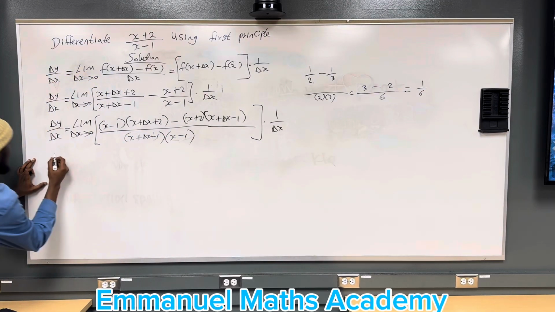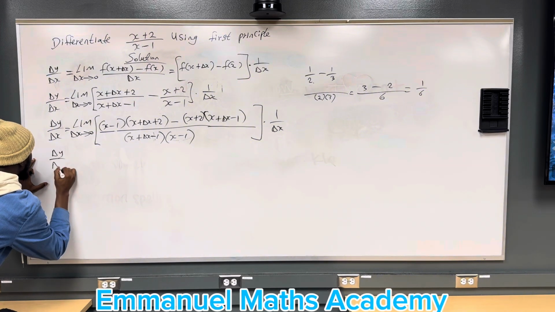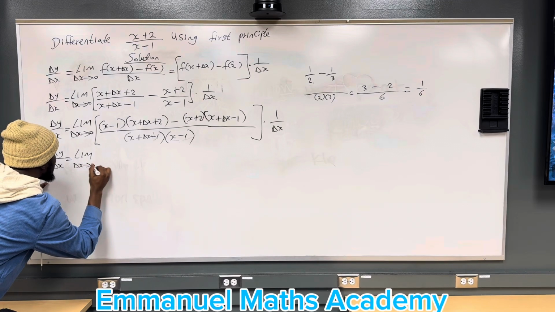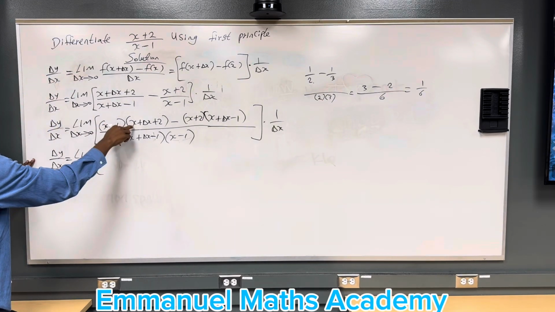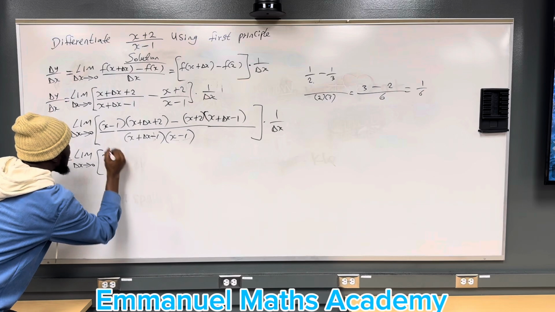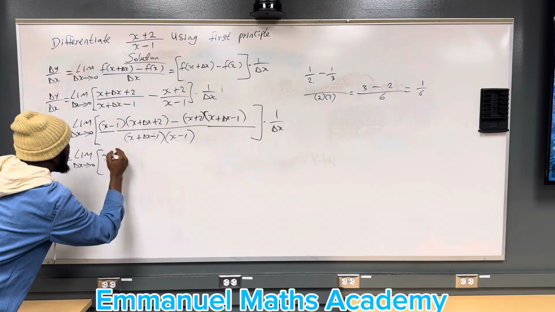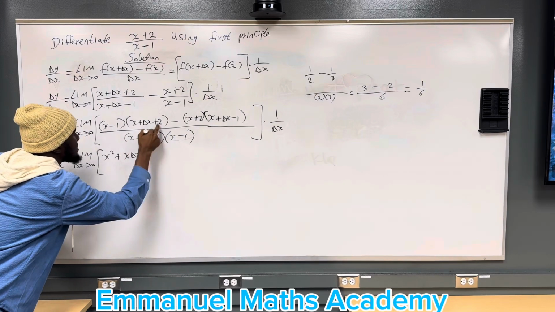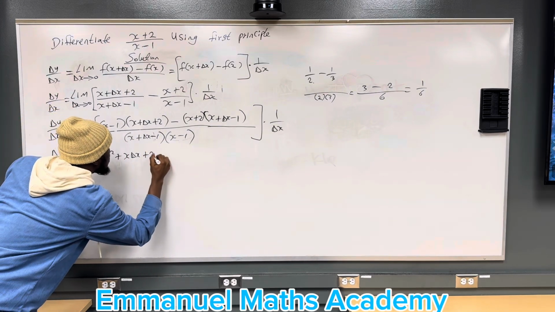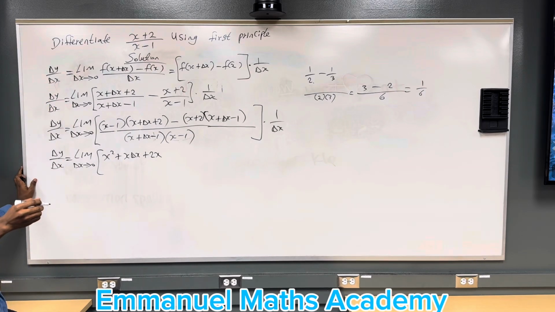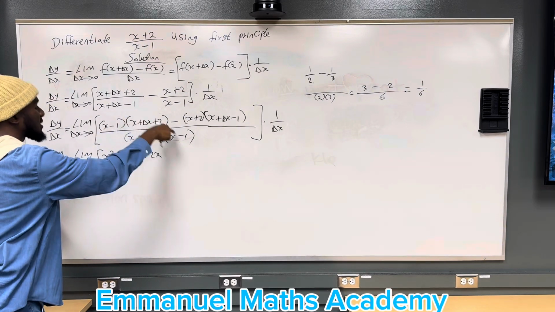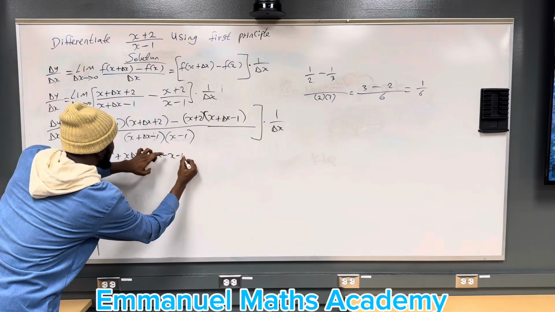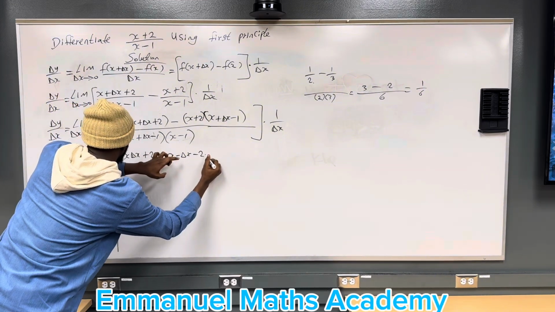First of all, write this down. dy over dx equals the limit as delta x tends to 0. x times x will give you x squared, plus x delta x. x times 2 will give you 2x. You now use minus 1 to multiply this also. Here we have minus x minus delta x minus 2.